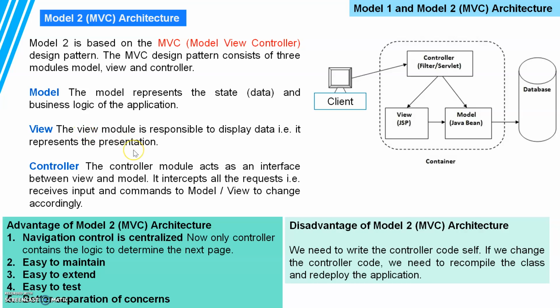The view is responsible to display that data. Means it is a presentation layer of the web application. View displays the contents. And the controller will act as an interface between view and model. So controller will decide, if a request comes from this view, then which next view should be presented, or to process that request, which model should get called, of which model we should get the help and prepare the result. So it intercepts all the requests, receiving inputs and commands to model or view to change accordingly.